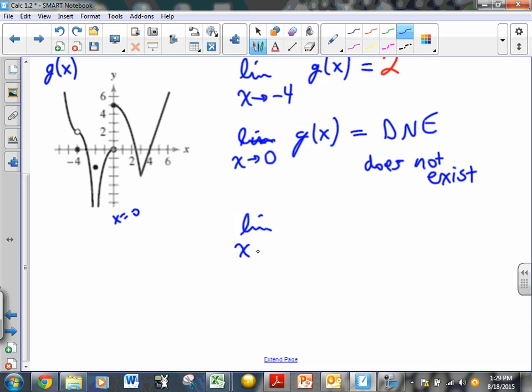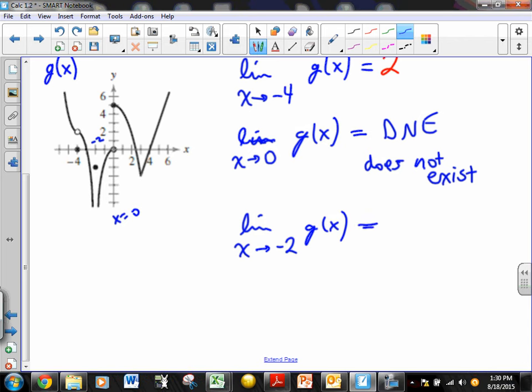One example here is x approaching -2. This also does not exist because as I approach -2 from the left, it's going down to negative infinity, and as I approach -2 from the right, it's also going down to negative infinity. These are both heading down. We say equals a number, but we don't say equals infinity here. We just say it does not exist.